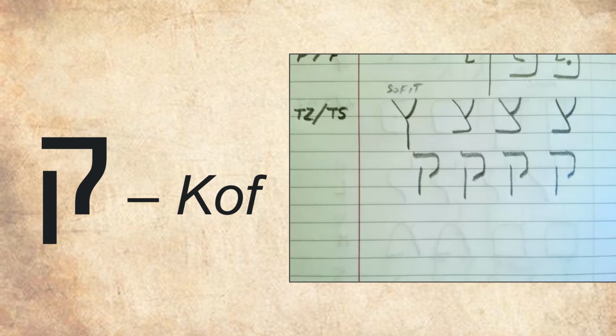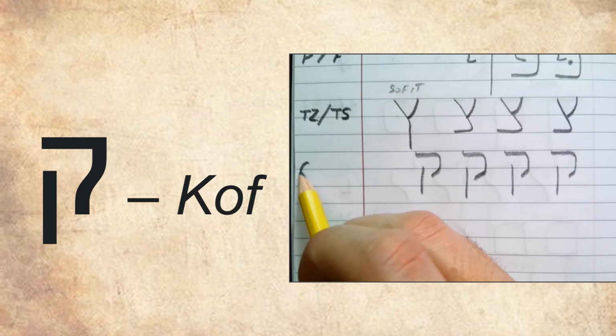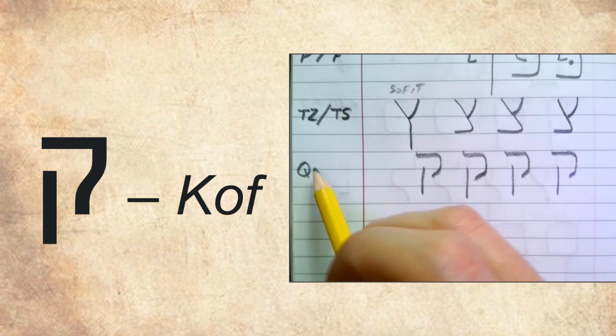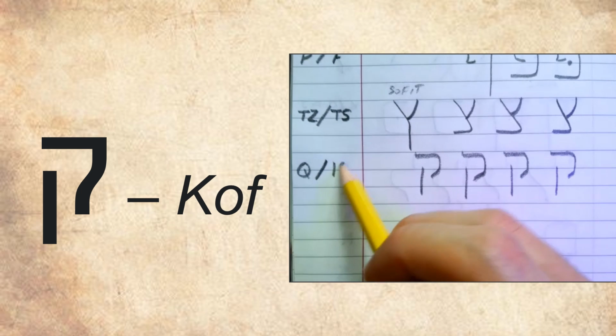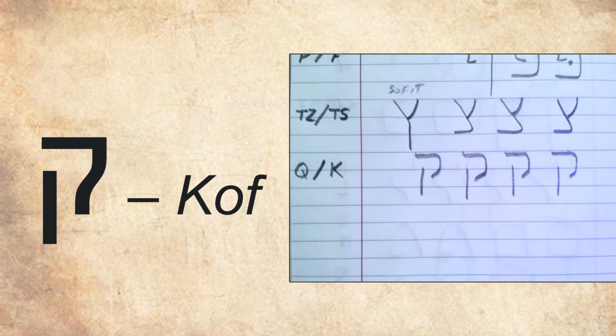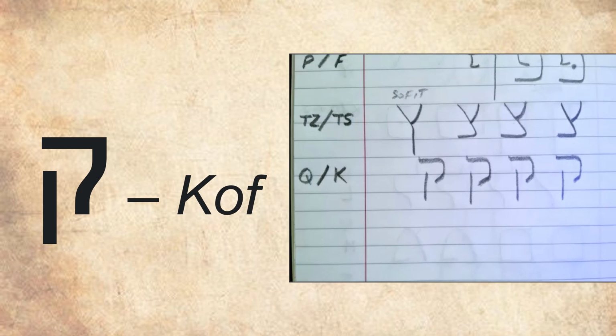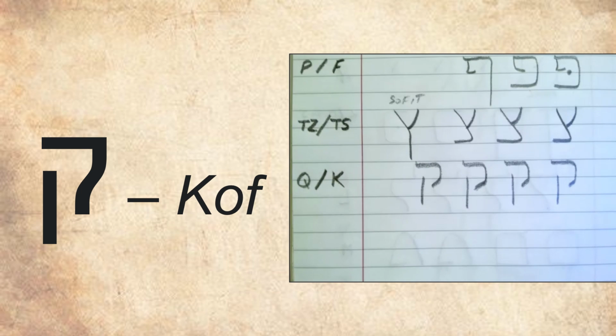The letter Kof is a voiceless velar plosive, making a K sound, as in the word king. And you'll notice how this is actually the same sound as the letter Kaf. Because of that, some people choose to transliterate the letter Kof as a Q to distinguish it from the Kaf. But others, like myself, I just stick to the English letter K. I see no problem using the same letter to transliterate because it's the same sound. That's really all it is.